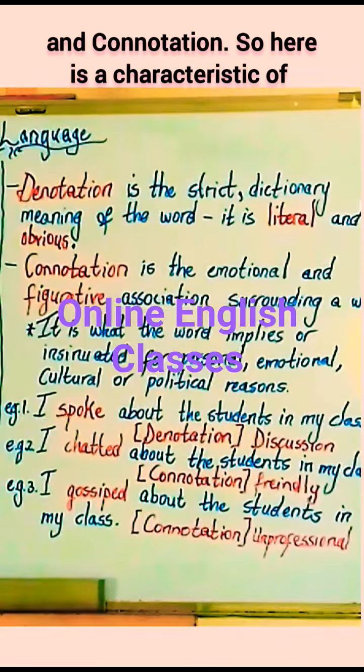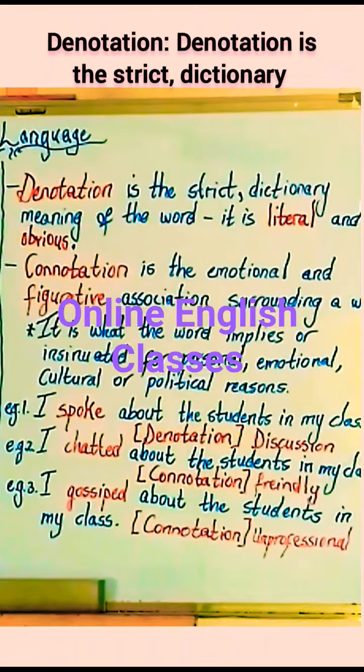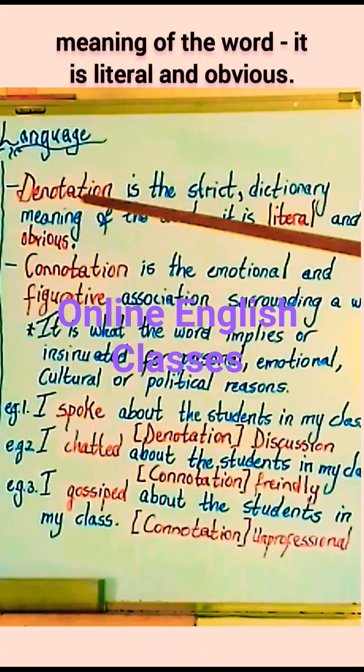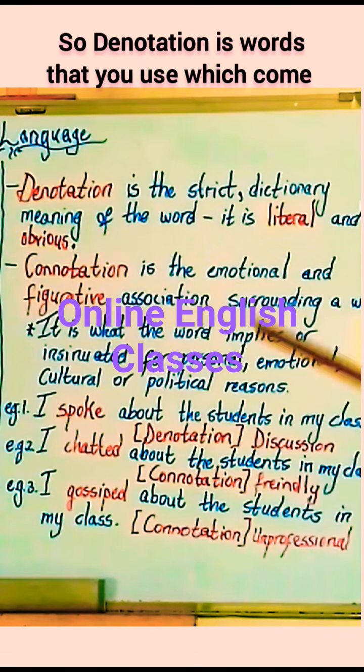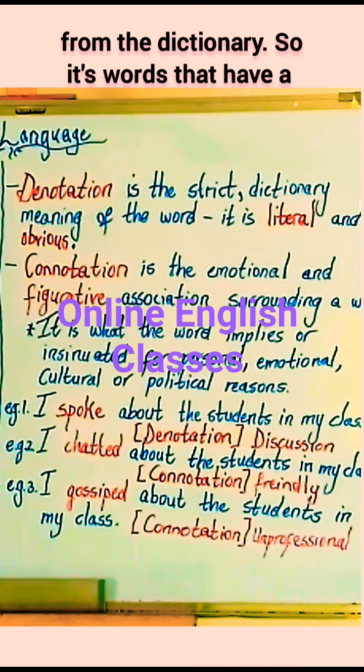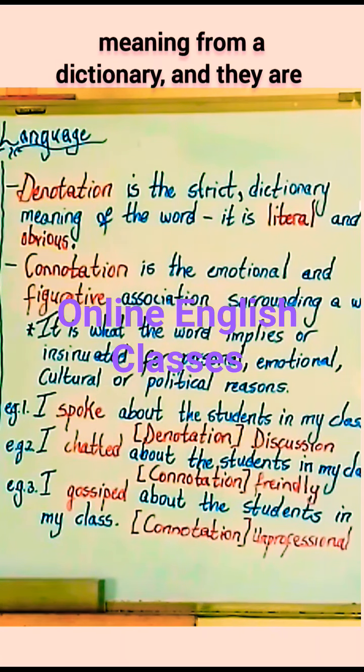So here is a characteristic of denotation. Denotation is the strict dictionary meaning of the word. It is literal and obvious. So denotation is words that you use which come from the dictionary. So it's words that have a meaning in a dictionary.